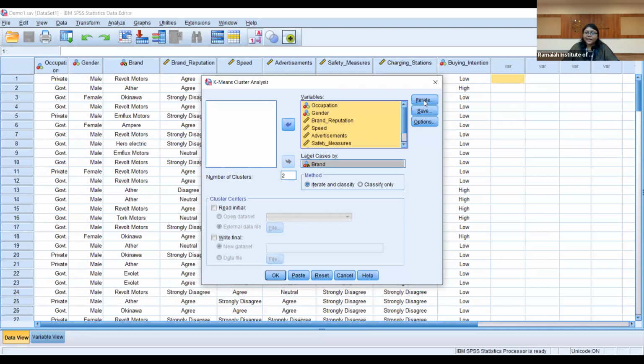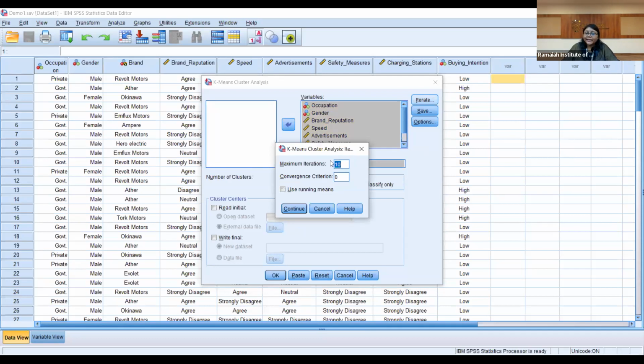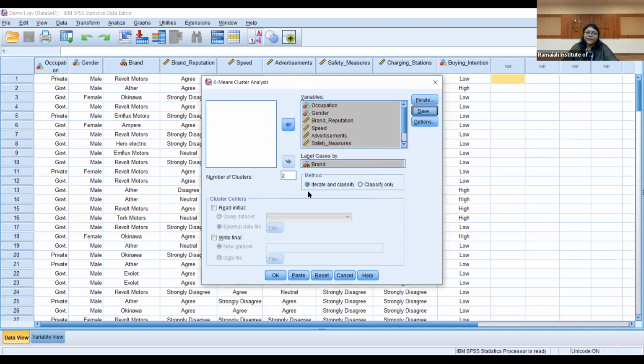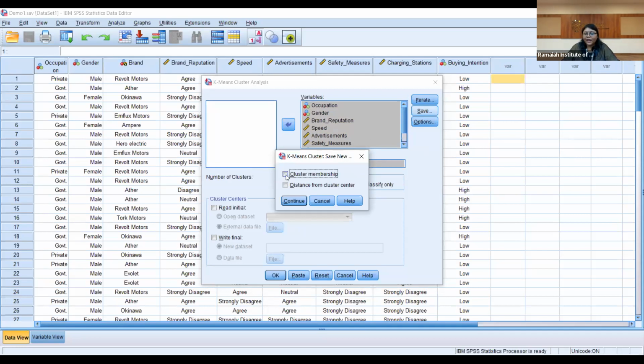Now in this case, again, in the iterate, what is the maximum number of iterations that you want? If you want to give any number, 10 is also fine, you can go ahead with it. Then in the save, you can choose the cluster membership, and if you want to see the distance between the cluster centers, because it's a centroid method, you can go ahead with this.